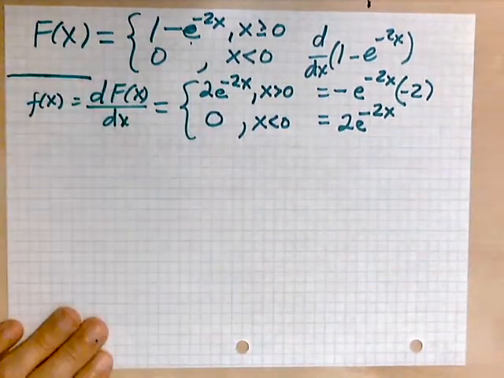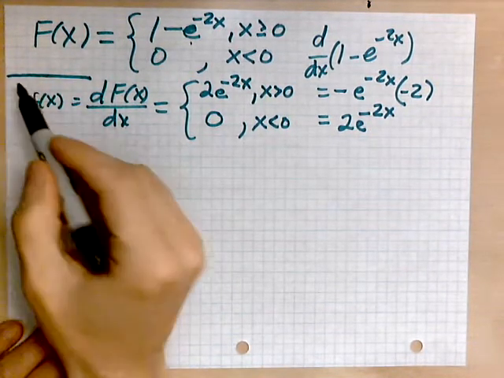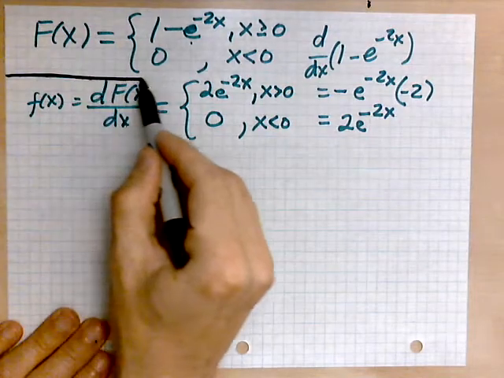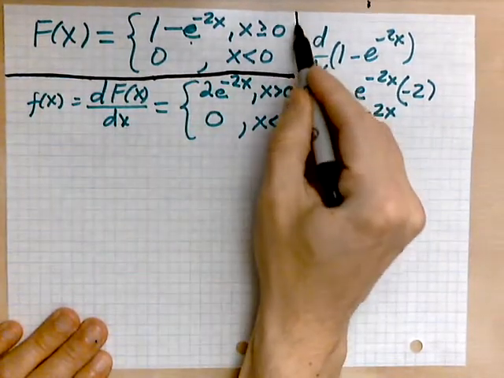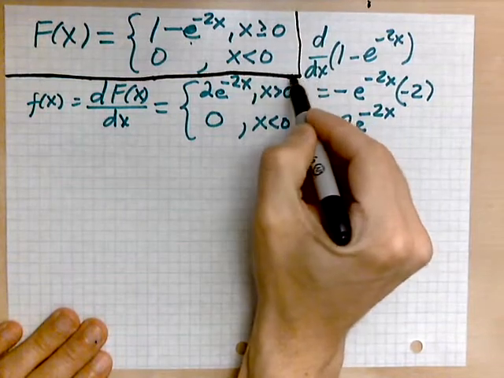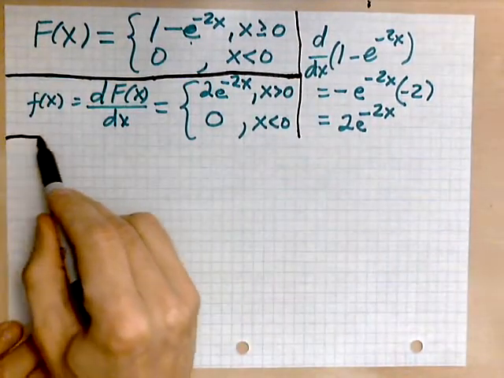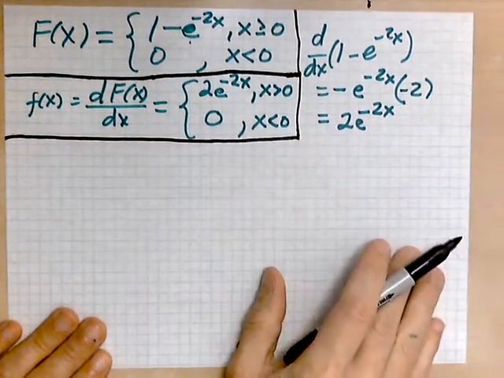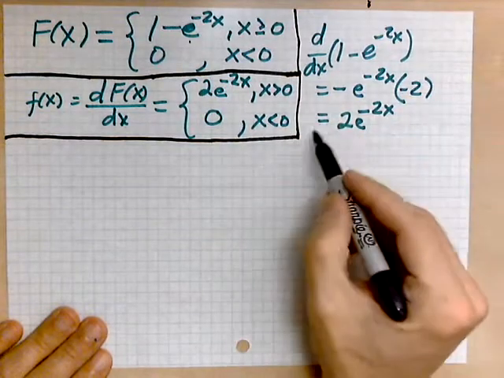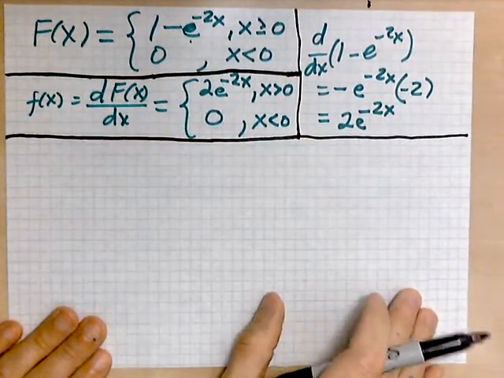Let's separate this with a line. I'll use a different color so it's easier to see that these are related but not the same. So this is the CDF, and by the process of differentiation from the CDF we obtain the PDF. And this is the process of differentiation in this box. There you go.